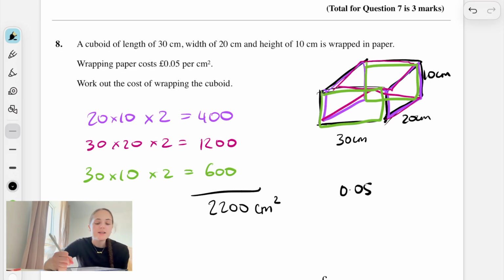Now the price is £0.05 per squared centimetre. So given that we have 2,200 squared centimetres, I need to times this by 0.05 and I end up with 110. So it's going to cost £110 to wrap this cuboid.